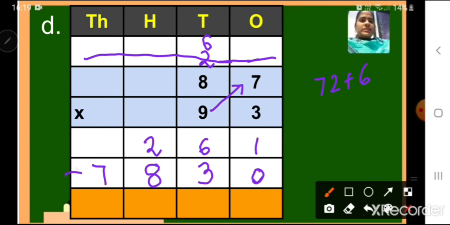Okay. The last step is we have to add. 1 plus 0 is 1. 6 plus 3 is 9. 2 plus 8 is 10. So 1 will carry over and you will write here 0. Okay. 1 plus 7 is 8. So our final answer is 8091.